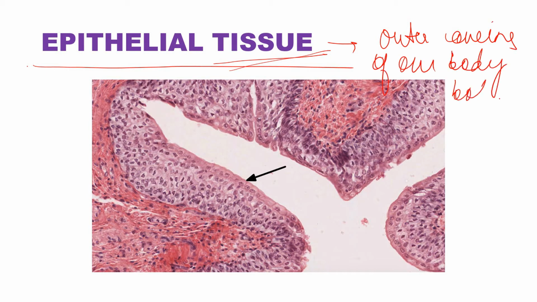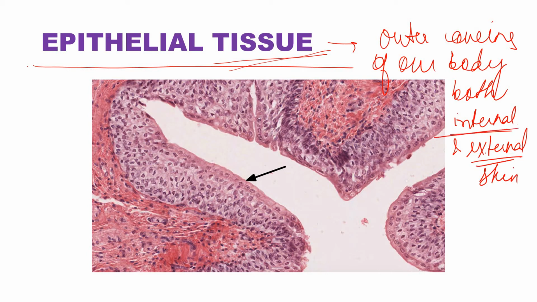both internal and external. Okay, whatever external means what? Our skin, right? Internal means what? Various digestive organs are there in our body and several other organs which are present in our body. So the outer covering of those internal organs are by the epithelial tissues.